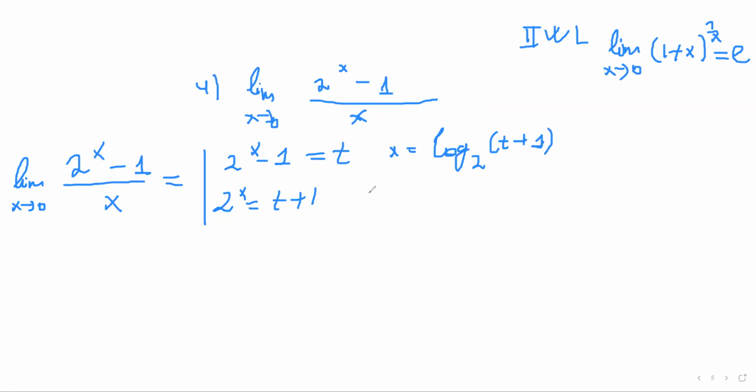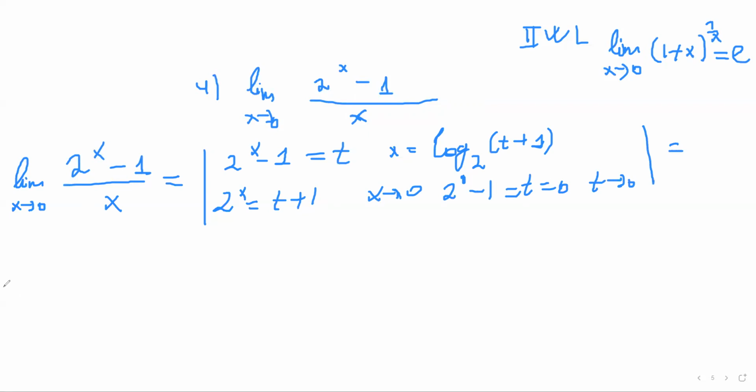So again, if x tends to 0, then when we place 0 here, we get 2 to the power 0 minus 1, which equals 0. So t also tends to 0. This is something that we should keep in mind.